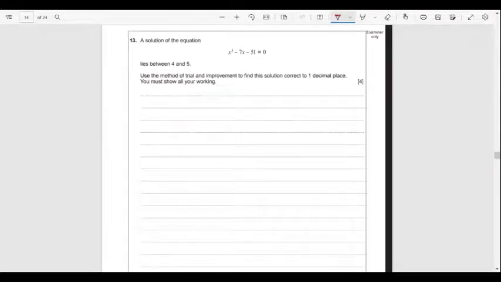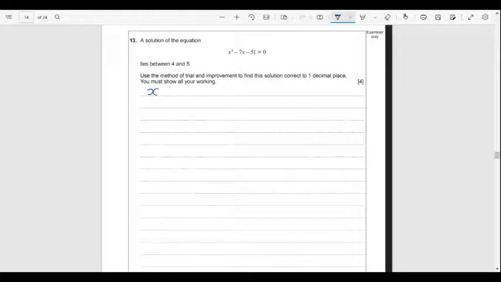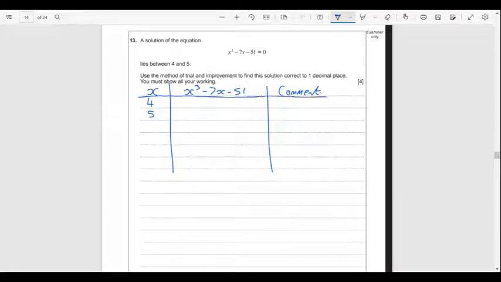Solution of the equation x cubed take away 7x take away 51 is equal to 0. It lies between 4 and 5. Use trial and improvement. Okay, there's another long one. So create our table. So we've got x cubed take away 7x take away 51. And then finally, we have a comment on the end, whether it's too high or too low. First of all, we're going to test 4 and 5.